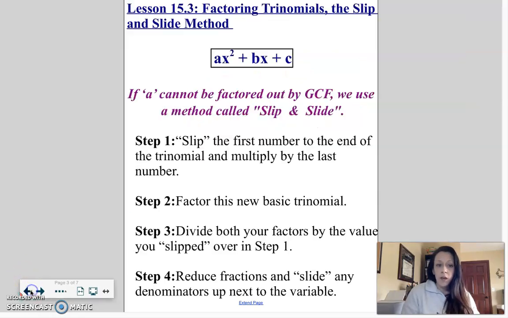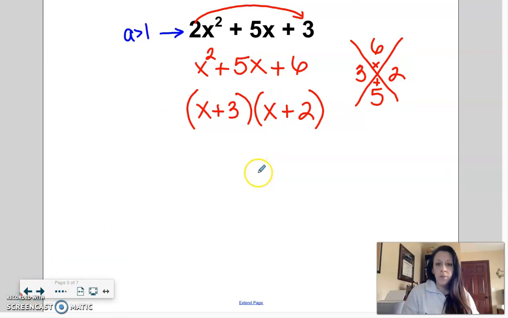Okay, I believe that is step 2 in the slip and slide method. Okay, now you're not done, because we did something at the beginning that changed the way the problem looked. So we kind of moved the 2 to the front at the beginning. Well, now we kind of have to undo all of that.